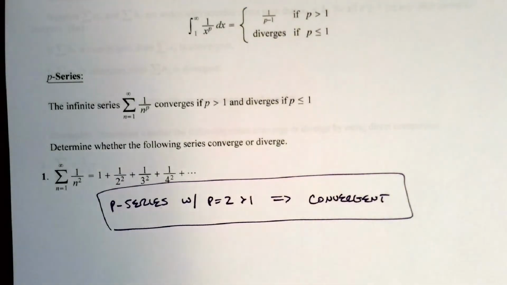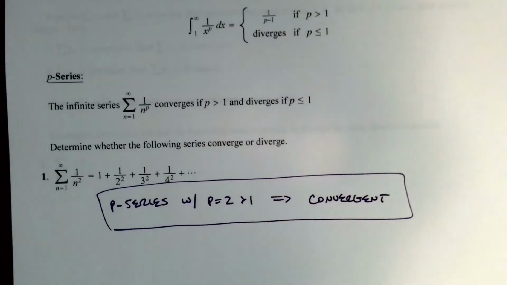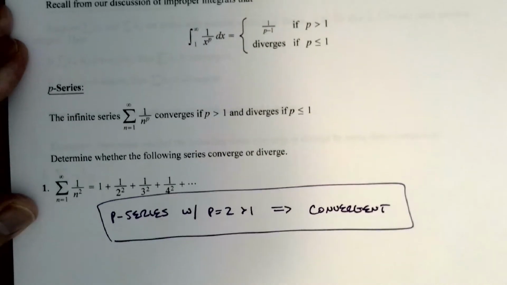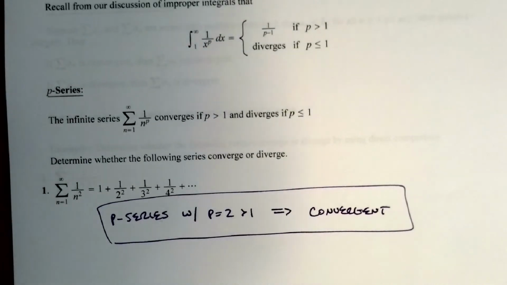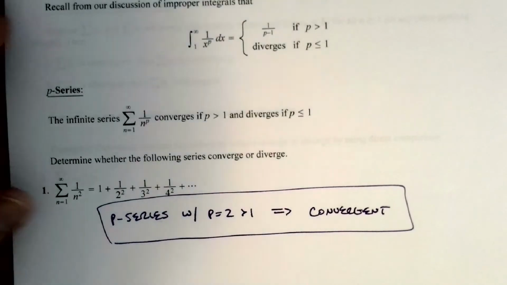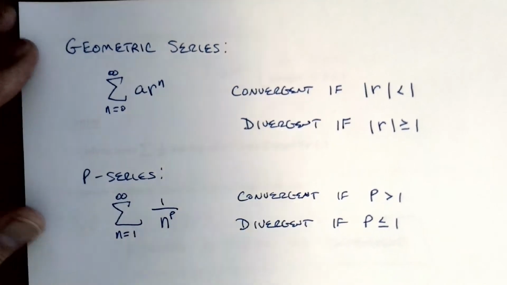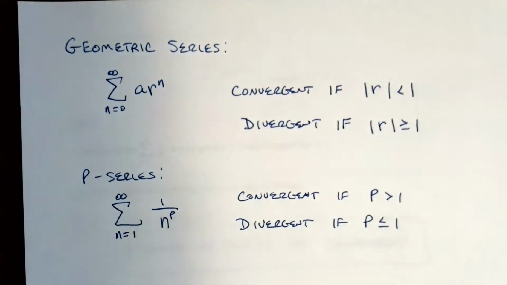Now, with this, I want to look at one last thing in this section, and that is comparison tests. What we're going to do is, given a series that looks very close to perhaps a P series or a geometric series, ones whose convergence or divergence we can quickly determine, if we can compare the given series to one of these, then we might be able to say something about that given series.